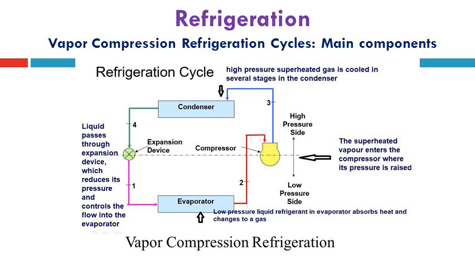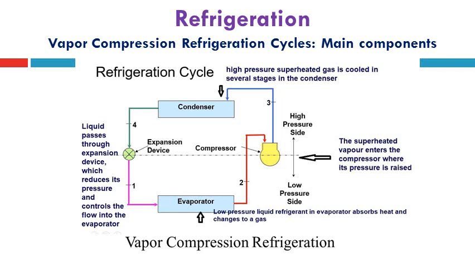This slide presents the 4 main components of the vapor compression refrigeration cycle, which are the evaporator, the compressor, the condenser, and then the expansion device. Inside the evaporator, the low pressure liquid refrigerant absorbs heat and changes to gas. Then the compressor increases the pressure of the refrigerant from evaporating pressure to condensation pressure using the work absorbed from the surroundings in the form of electrical power.